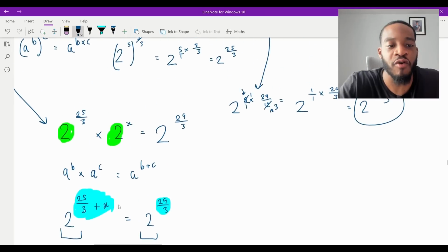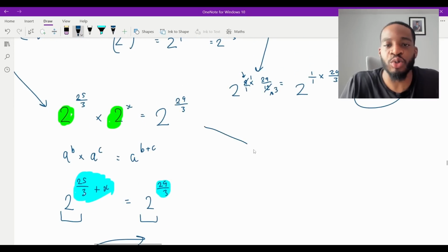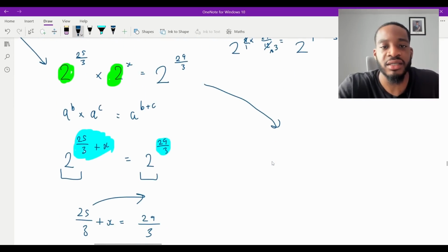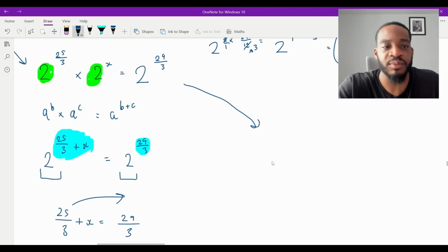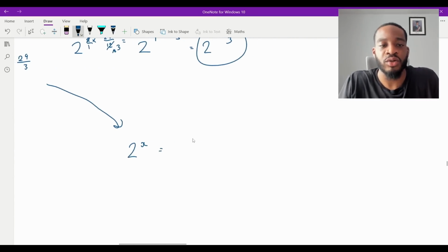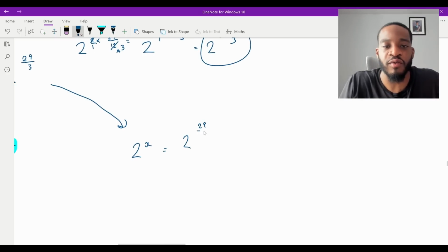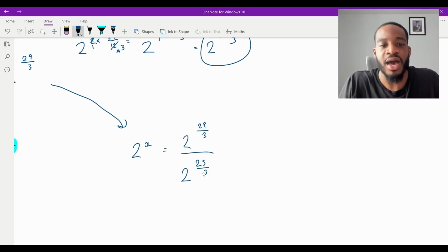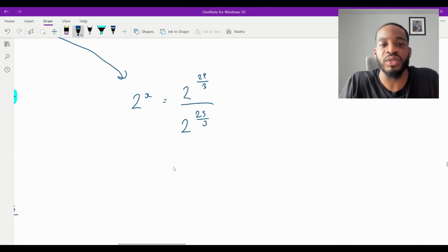Another way you could have done it, algebraically from here, is to divide both sides by that 2 to the 25 over 3. So you get 2 to the x is equal to 2 to the 29 over 3 divided by 2 to the 25 over 3. And now your index laws: when we're dividing, we take the powers away.